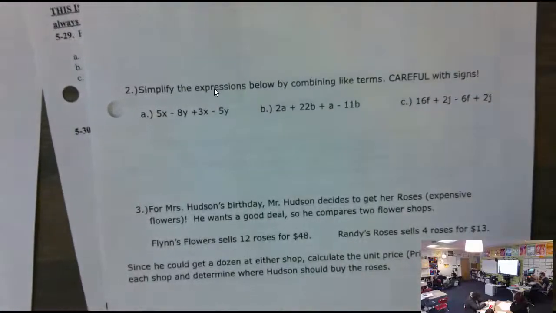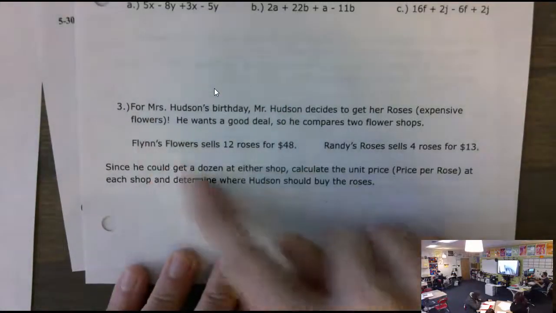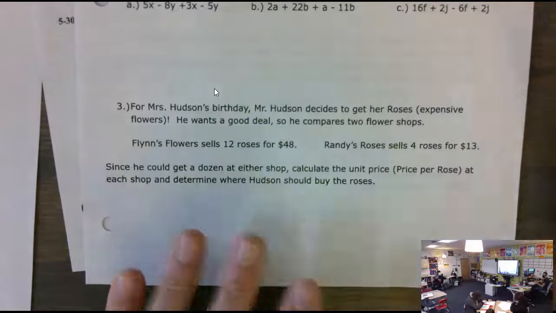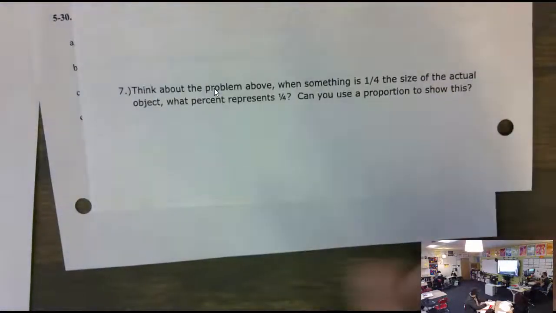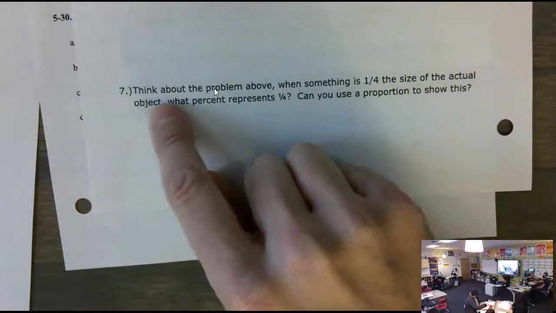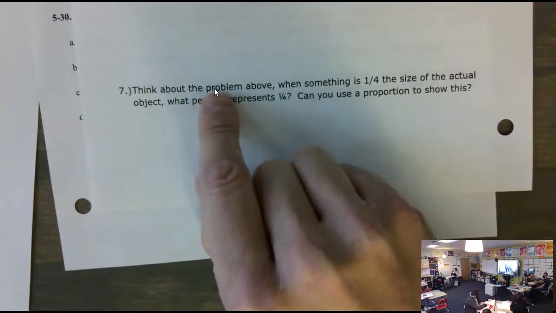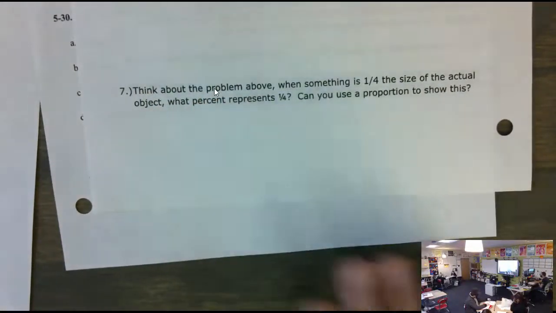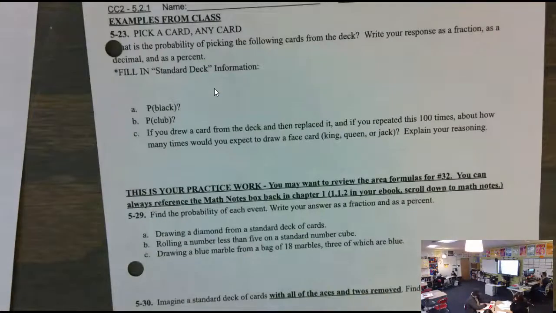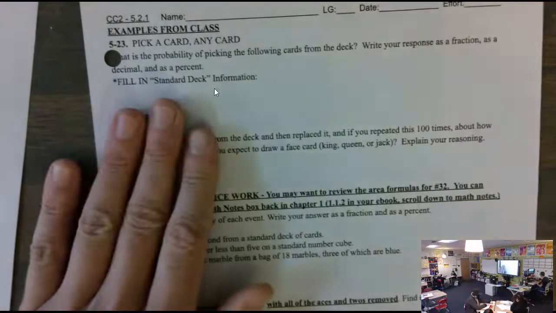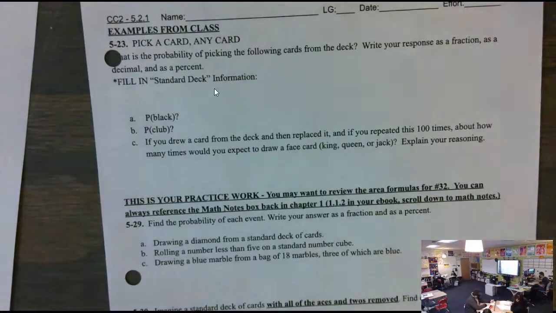You'll notice these problems are similar to the problems you had. Instead of tulips, now we're talking about roses. So it should all feel very similar to what was on the original. And you notice number 7 starts to make us start thinking about percentages, right? Because now we're getting into more percent work. And then you should have 5.2.1, which I do not want turned in today. I do not want turned in today.